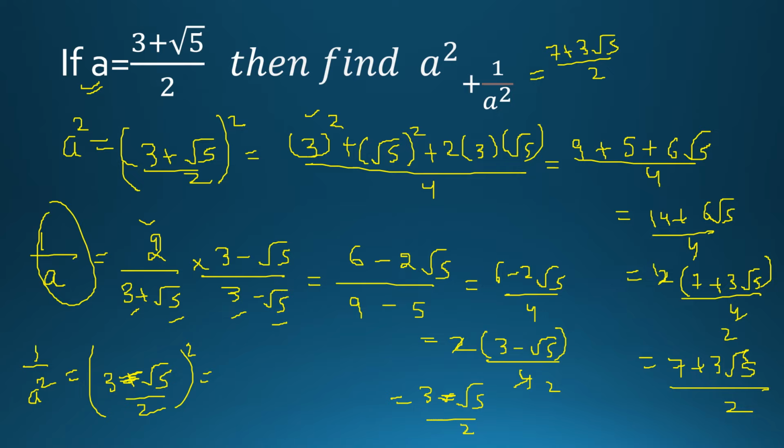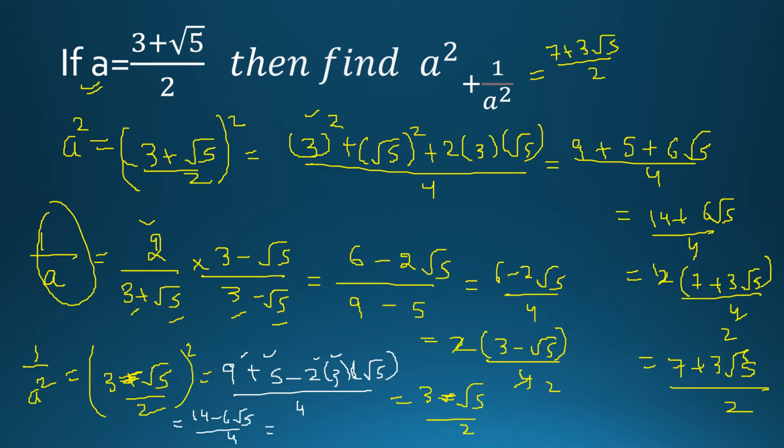So what would it be? Let me change the color of the pen. A square, 3 square is 9, plus root 5 square is 5, minus 2ab, divided by 2 to the 4. So 9 and 5, 14, minus 3 twos are 6 root 5. 14 minus 6 root 5 by 4.